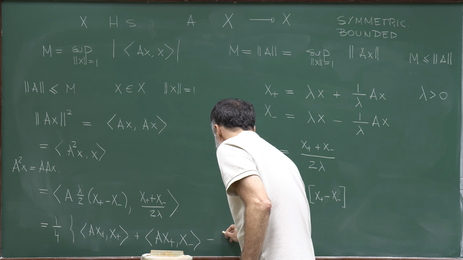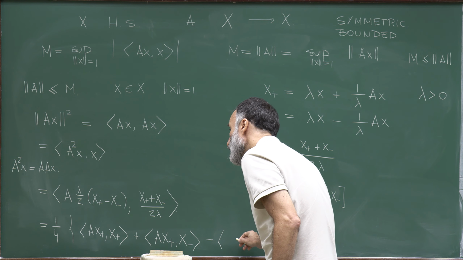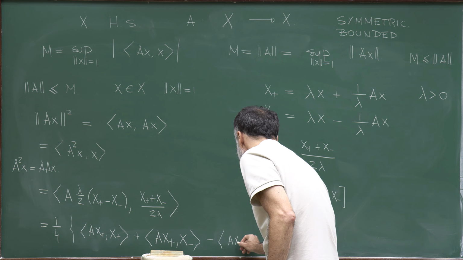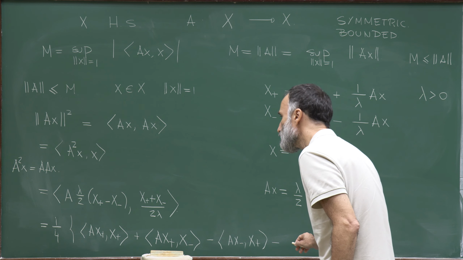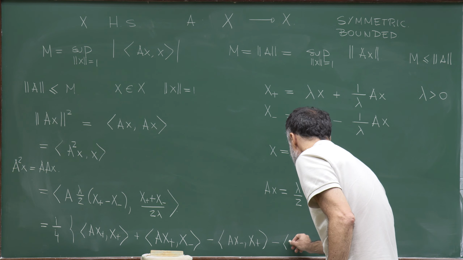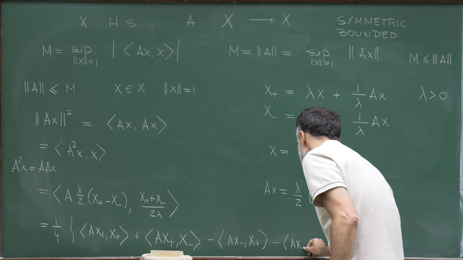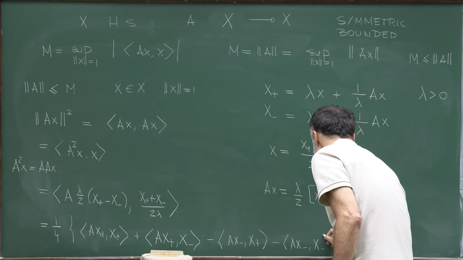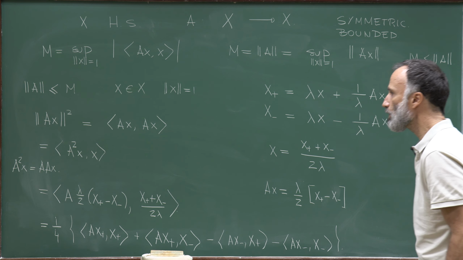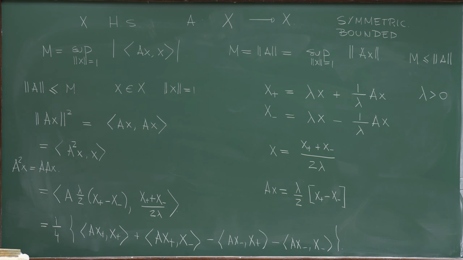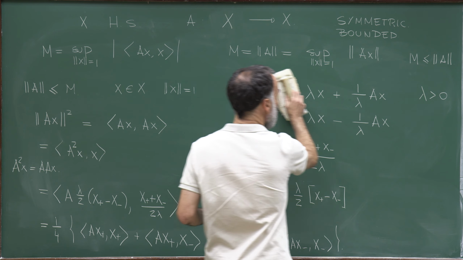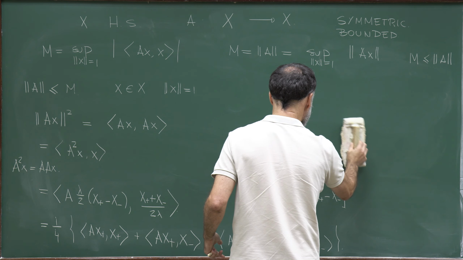Then minus ax minus x plus, and finally minus ax minus x minus. So this is just what comes from the computation. I will continue by erasing this expression.